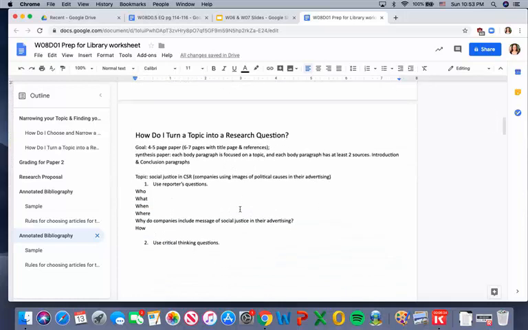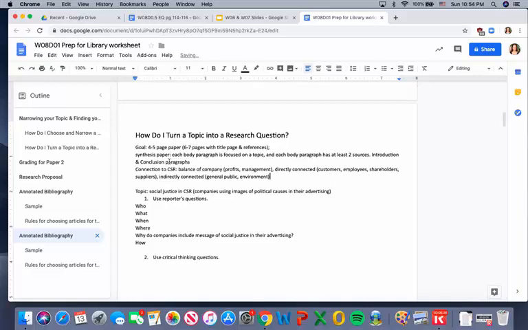So let me go ahead and put this information right here. So we have to have this connection to CSR. Maybe one question itself doesn't have a direct connection, but that's okay. It's part of our process. So let's go back to making questions.